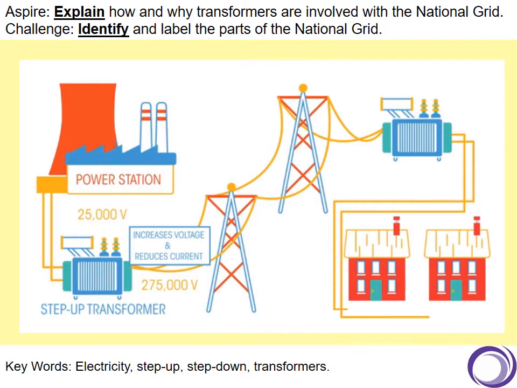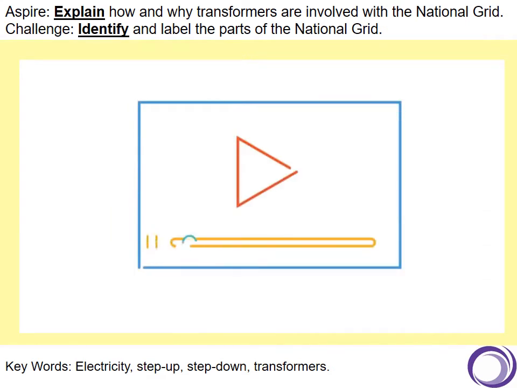Before the electricity gets to our homes, the voltage needs to be reduced back down to a safe level. The electricity therefore passes through a step-down transformer. To learn how transformers work, watch this video.